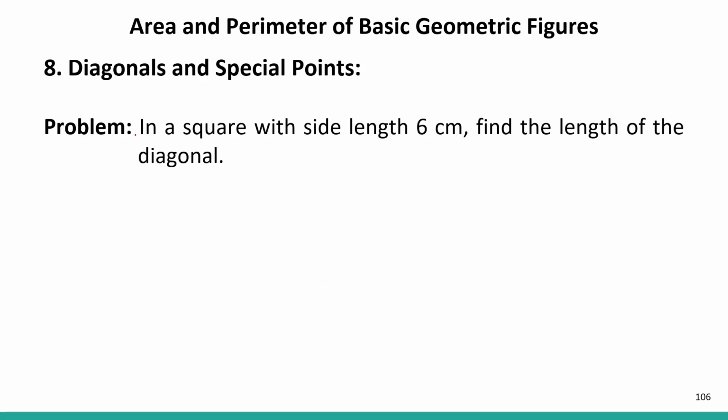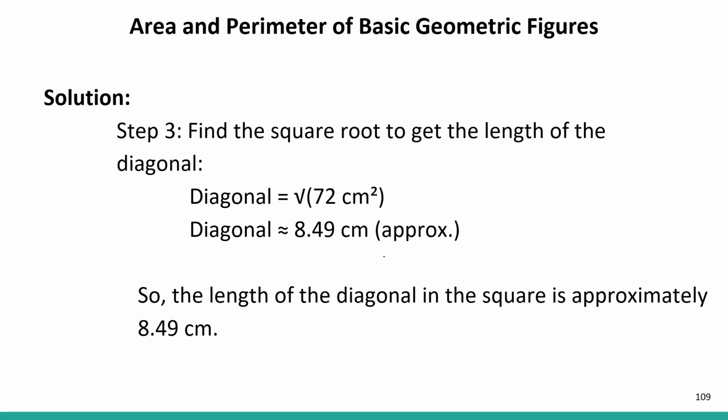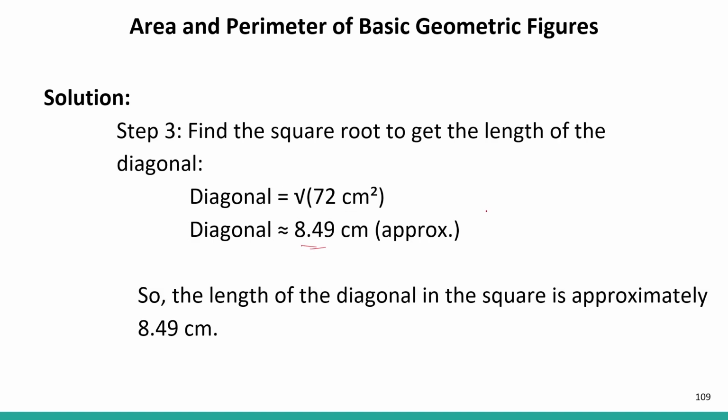Okay, so let's try to solve problem number 8, the kind of problem that is actually asked in various competitive exams, that is on diagonals and special points. So in a square with side length 6, find the length of the diagonal. It will be root 2 into 6, right? So this will be equal to 8.49. Also we can use the Pythagorean formula, that diagonal is equal to the square root of side length square plus side length square. Okay, so the length of the diagonal in the square is approximately 8.49 centimeter.